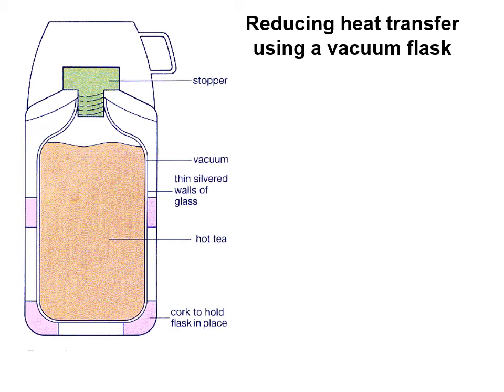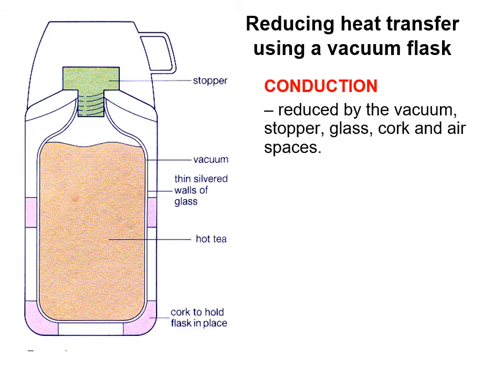Okay, so this is how a vacuum flask essentially stops heat transfer. It keeps hot things hot, like your tea, and cold things cold. So how does it work? Well, it works through conduction. There's a gap between the container holding the liquid and the outside. In that gap is a vacuum, and we already know that conduction cannot occur in a vacuum. You've also got the stopper, so no heat energy can escape from the top, or you could also have a glass cork, and there are also air spaces, because again air is a very good insulator.